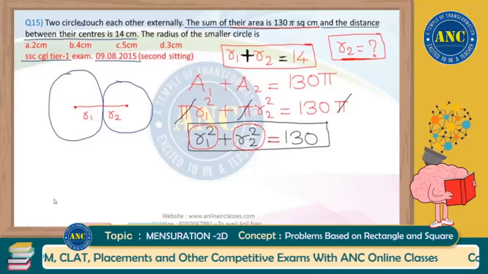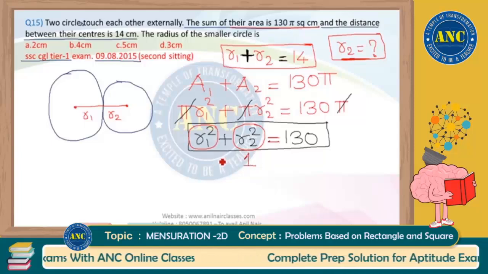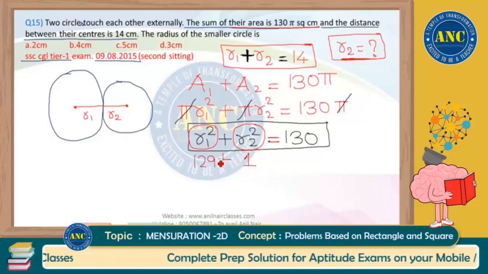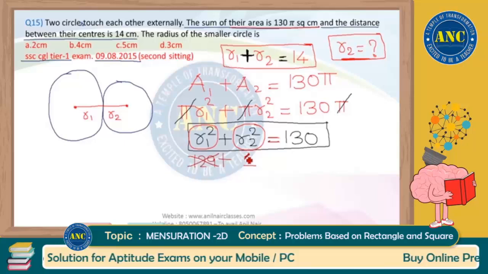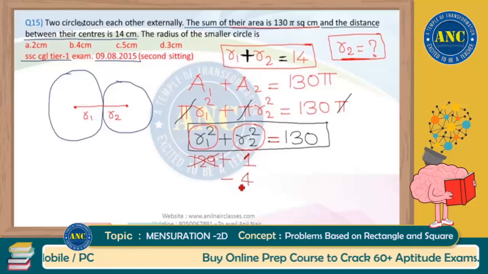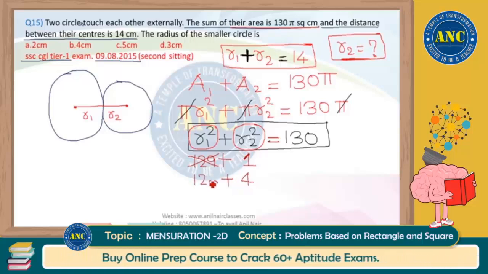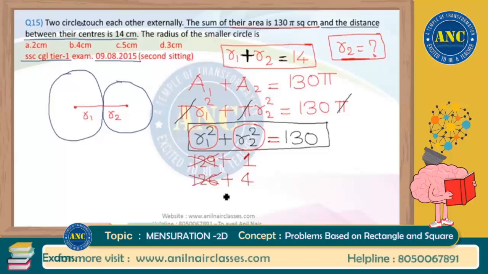Now if I substitute the lowest perfect square for r2 square, 1, then 1 plus 129 is 130, but is 129 a perfect square? No, it is not a perfect square. Next perfect square is 4. I will not take 2 and 3 because they are not perfect squares anyway. Now if I take 4, this becomes 126. 126 plus 4 is 130, but 126 is not a perfect square, so this cannot be a possible case. If I continue, next perfect square is 9. If I take 9, this value becomes 121, because 121 plus 9 is nothing but 130.